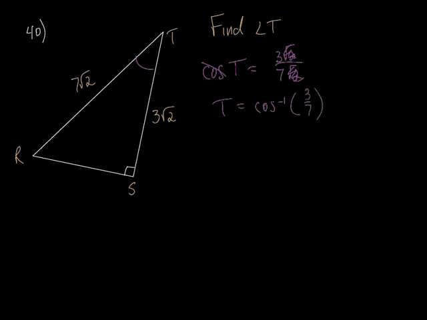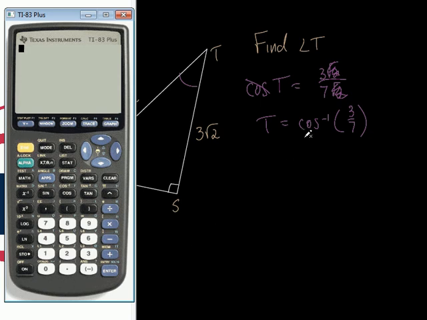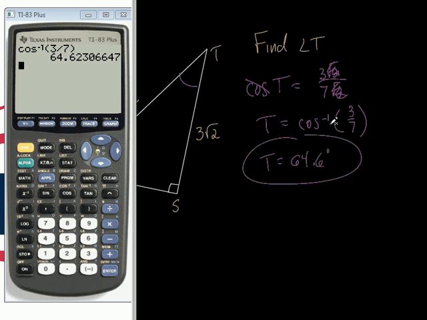Let's put that into a calculator. Okay, here's our calculator. So we have to hit the inverse cosine. So we hit second function, cosine, and then 3 over 7, 3 divided by 7. I like to close the parentheses, hit enter, and there you go. So t is equal to 64.6 degrees. That's all there is to it.